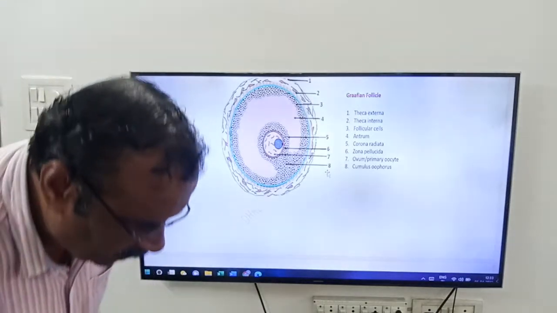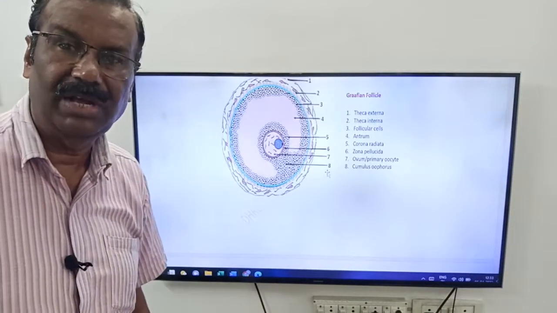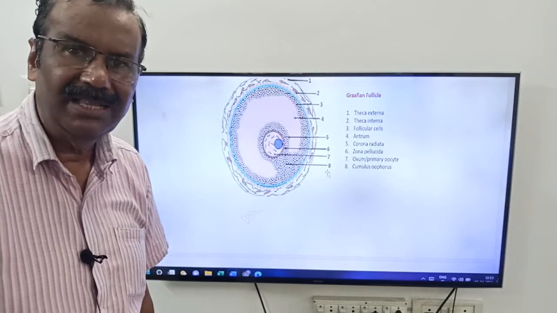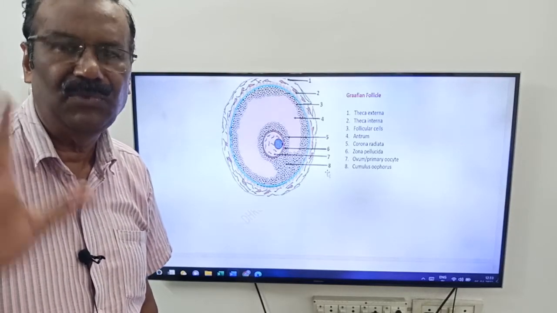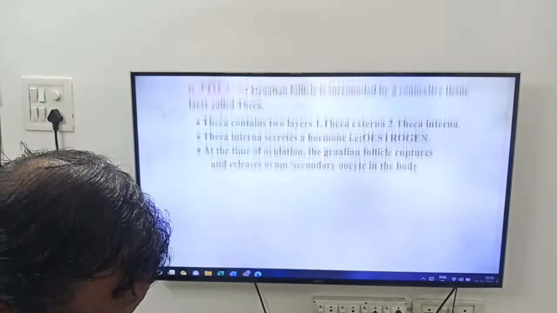Okay. Now come to our answer, friends. You have to draw this diagram. You have a separate question, friends. We have a 4 marks question. Draw the diagram of Graafian follicle. Okay. Now come to our answer, friends.